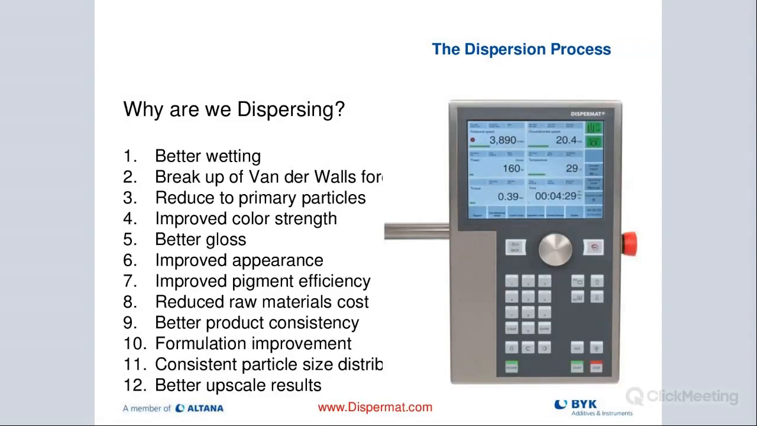Our efficiency is improved because customers will need less pigment because we are dispersing them better. That will also help us save money on our raw material costs, gives us better product consistency, helps us with formulation improvement, and good dispersing will also give us much better particle size distribution. And if we go into production, we should also see really good upscale results by having good dispersion results.